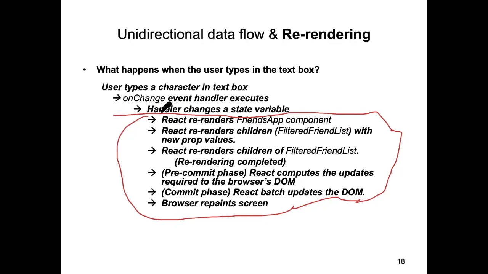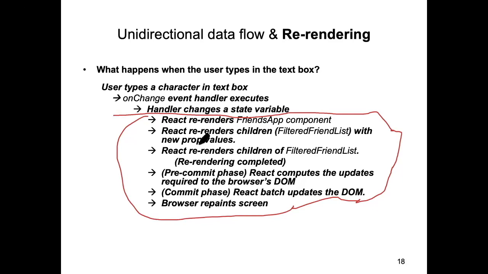So I've talked my way through it. In particular, I'm talking about when the user types something in the text box, the onChange event handler executes, that causes the state change in the top component. That top component re-renders. It re-renders all its children. They re-render their children, etc., etc. So the entire component hierarchy goes through its re-rendering or re-execution process.